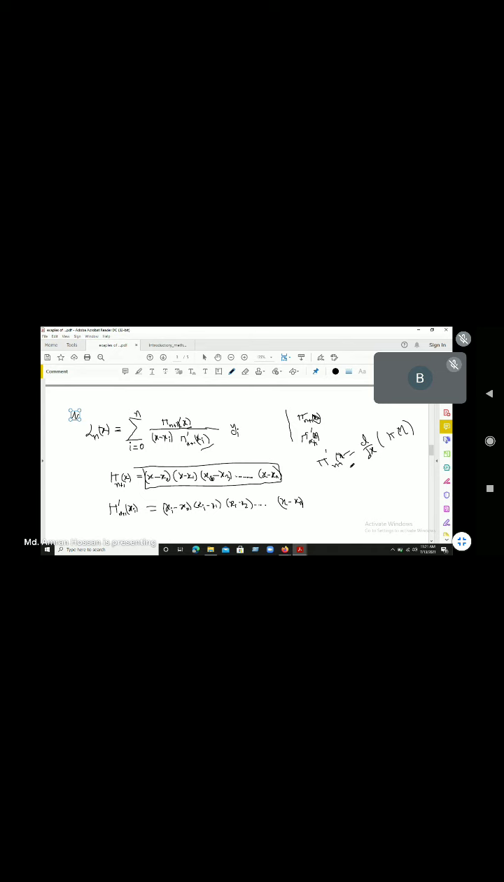When you differentiate x, what do you get? 1. So that means when you put the xi, x will be xi. Am I right? Yes, sir. Here, when you differentiate, just see here, x equal xi. Do you see here?